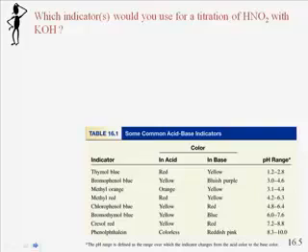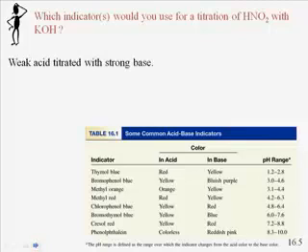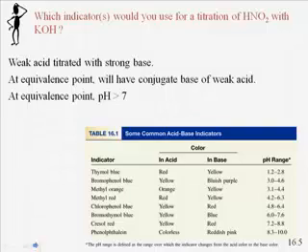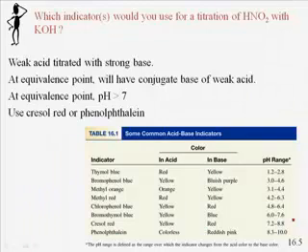All right, so let's look here. How would we decide then? Say we're going to titrate nitrous acid, a weak acid, with a strong base. All right, so at the equivalence point, it's going to have the conjugate base, so the pH will be greater than 7 at the equivalence point. And so if we look there, if it's going to be above 7, this one has a nice change in there, right in that area.